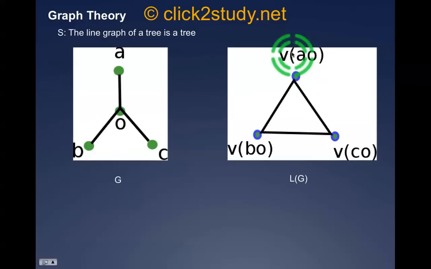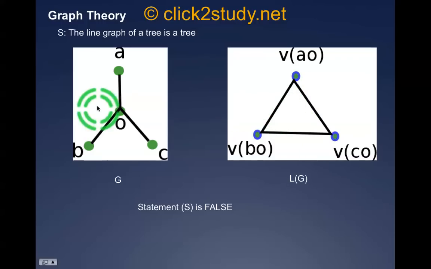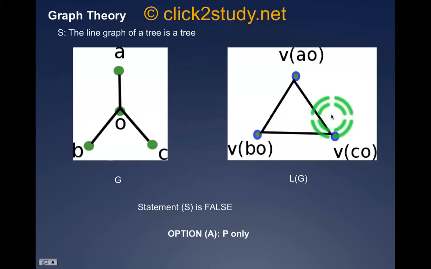There will be a vertex VAO corresponding to AO, a vertex VBO corresponding to BO, a vertex VCO corresponding to CO. And if you try to find the edges, VAO will have an edge with BO and CO. BO will have an edge with AO and CO. CO will have an edge with BO and AO. And this is a cycle. This is definitely not a tree, because trees don't have cycles. So statement S is false too, because the graph was a tree, but the line graph is not a tree. So P was true, Q, R, S were false. So only P is true, so option A.